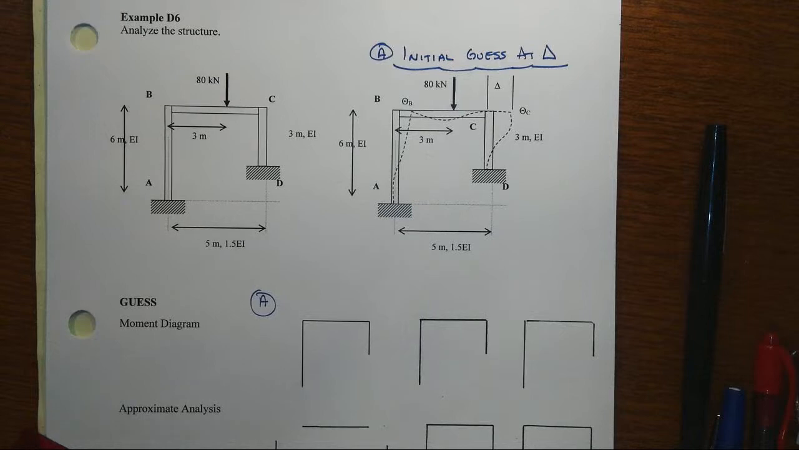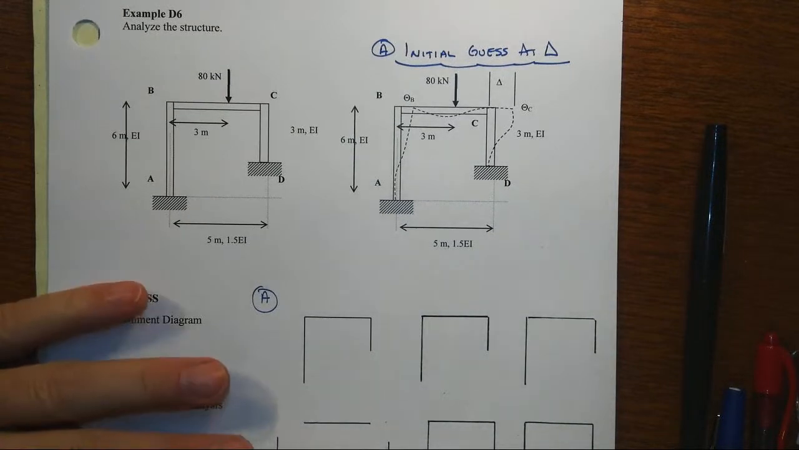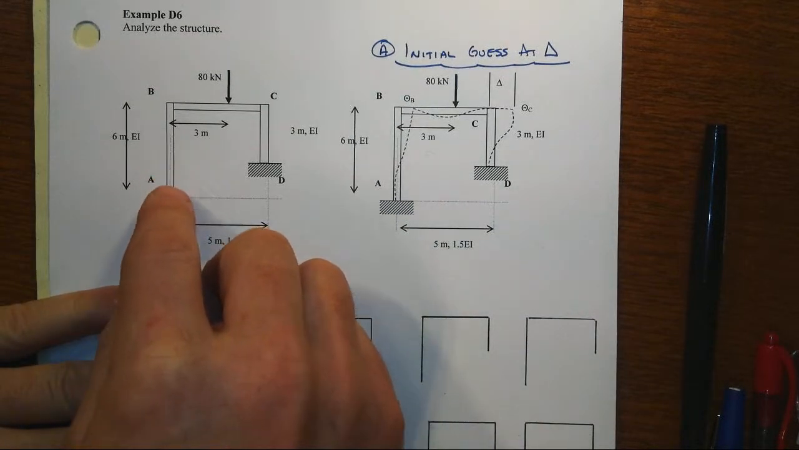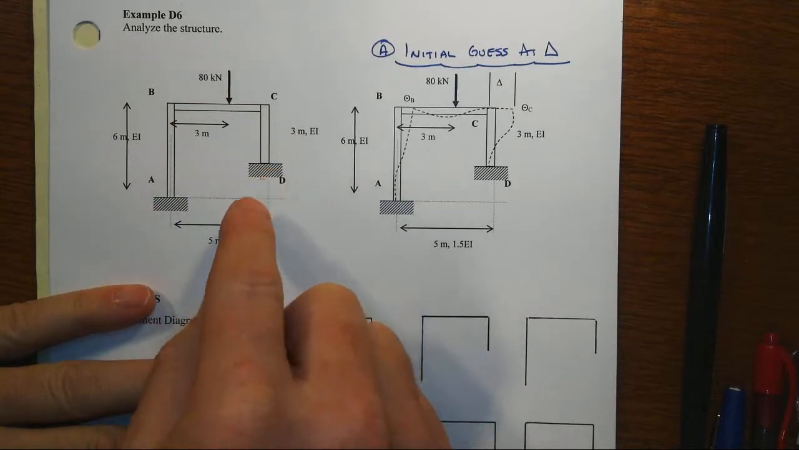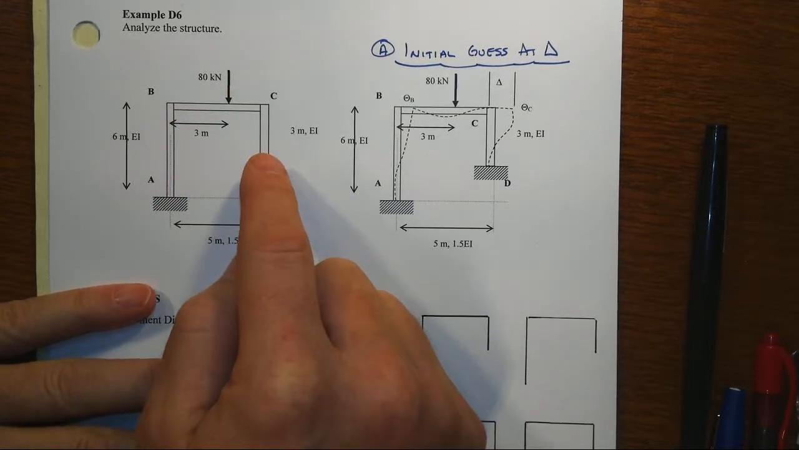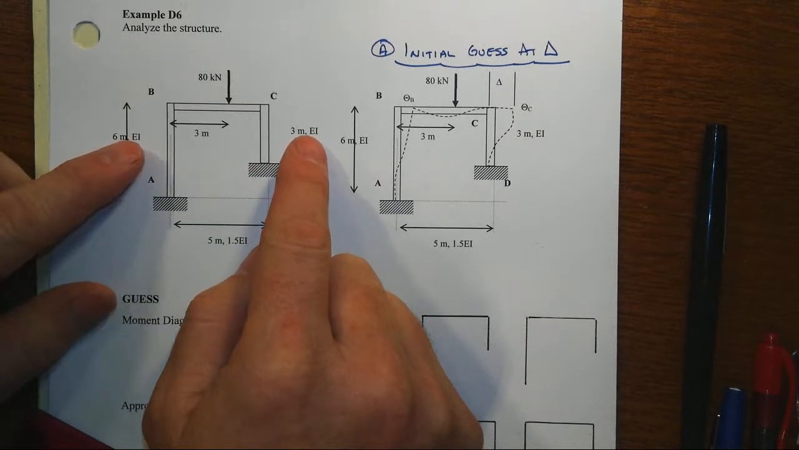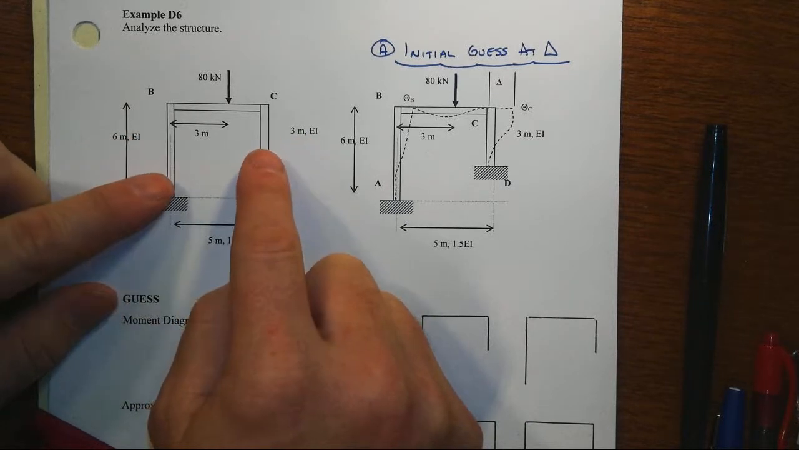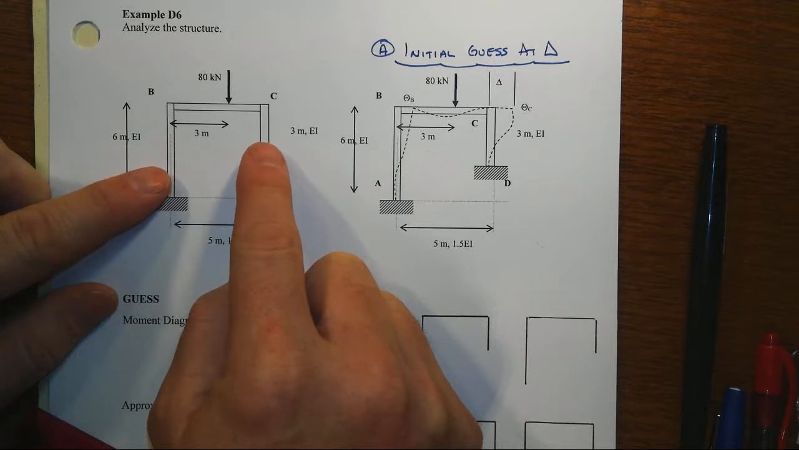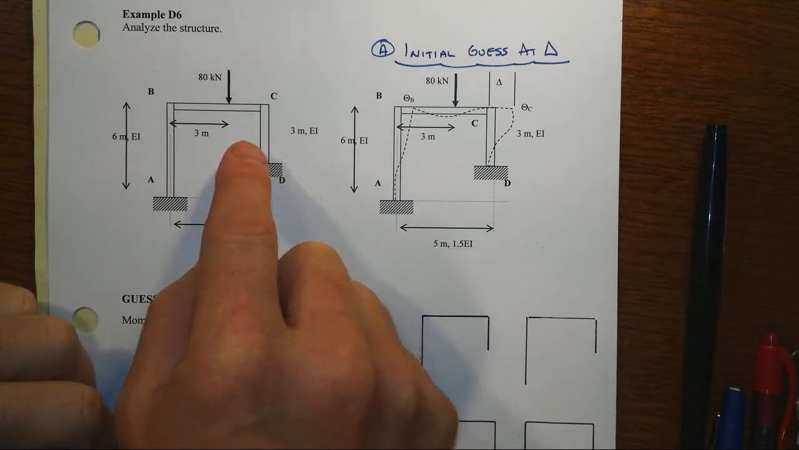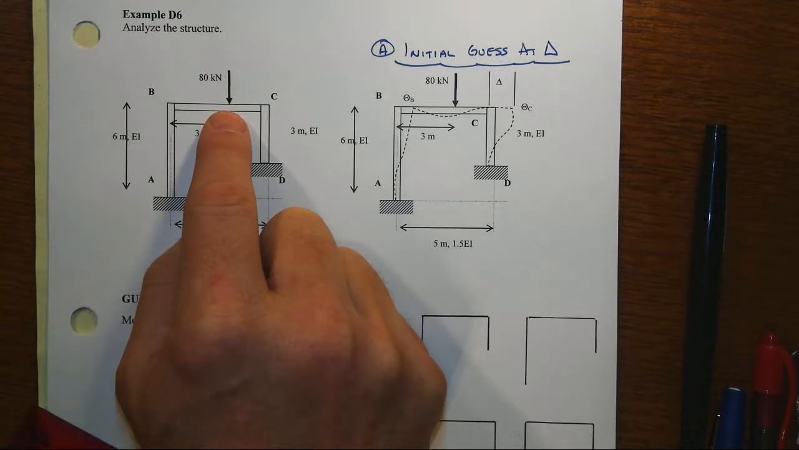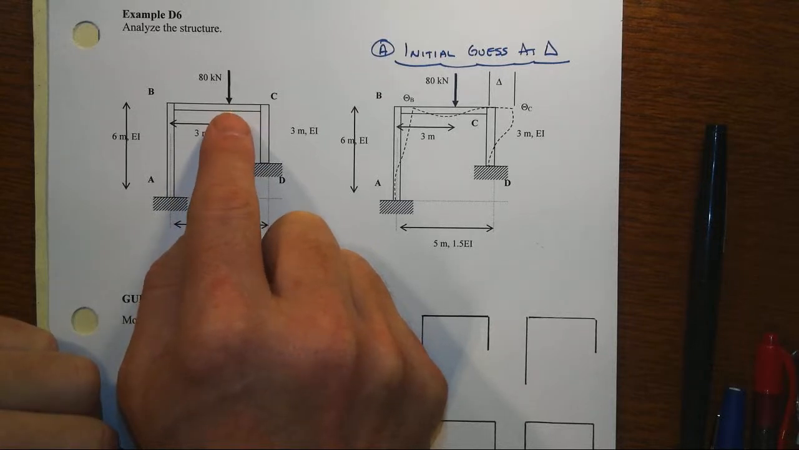In this next example of frame analysis, we've got a portal frame, rigid joints, fixed ends at the bases, but the columns are not the same length. So even though they have the same flexural rigidity, they do not have the same flexural stiffness because of the different lengths, and you have a gravity load that is asymmetric.